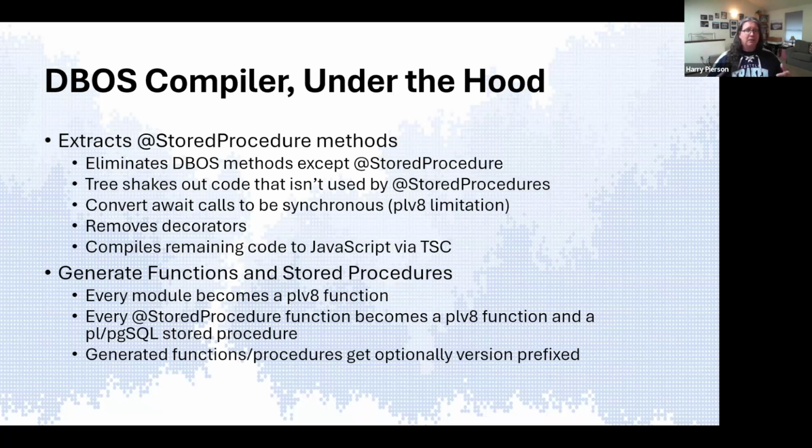And then finally, we automatically version prefix if there's a specific environment variable set that indicates the version of the code. So we will automatically prefix the code with the version stamp if it's available.